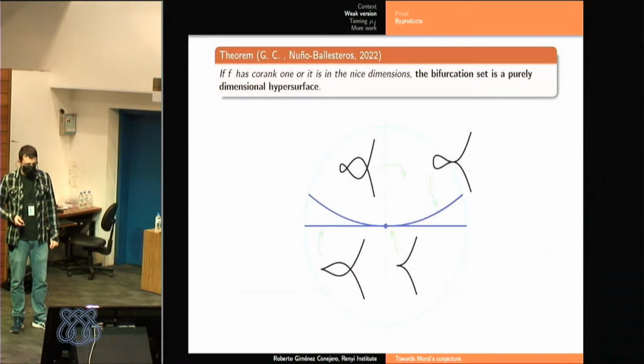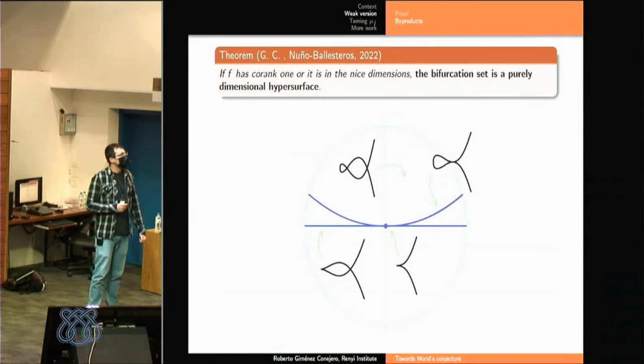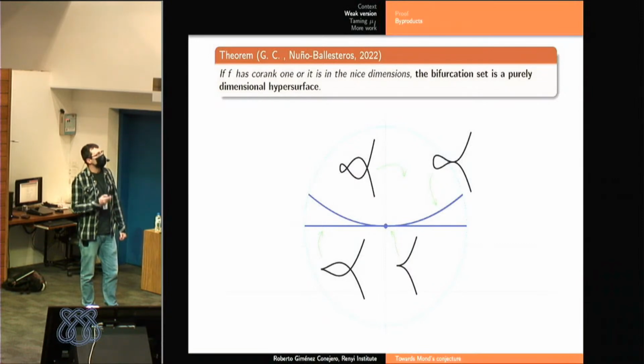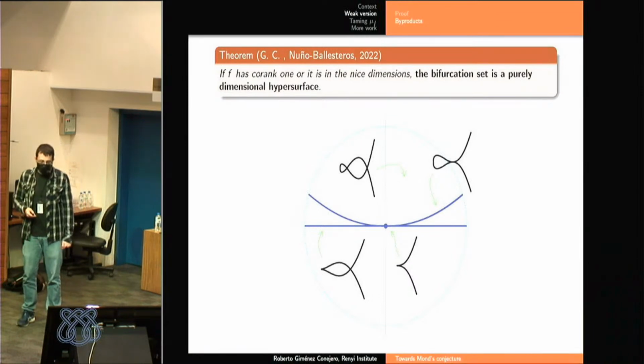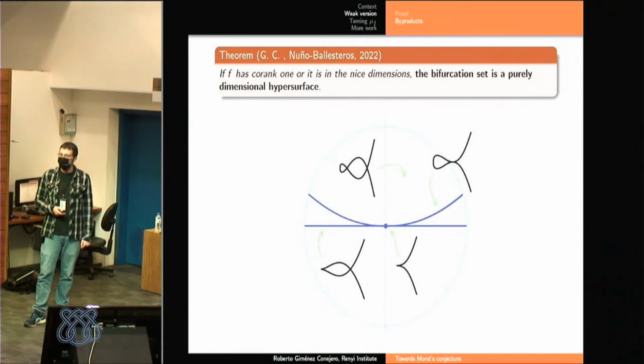And something that was not known is that the bifurcation set is a hypersurface of pure dimension. So the bifurcation set is the parameters where you can find instabilities. For example, this parameter here has this instability, so this falls inside the bifurcation set. This doesn't, so this is not in the bifurcation set, and this also does. This is an instability. If you shake this a bit, you end up with something like this. So this is also in the bifurcation set. Some people call this the discriminant, but for several reasons, this is a better name, or this is more precise, let's say.